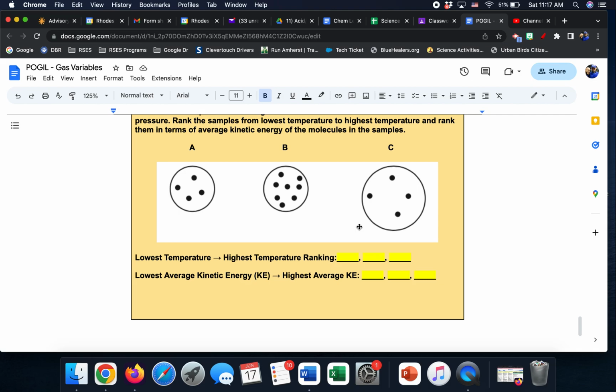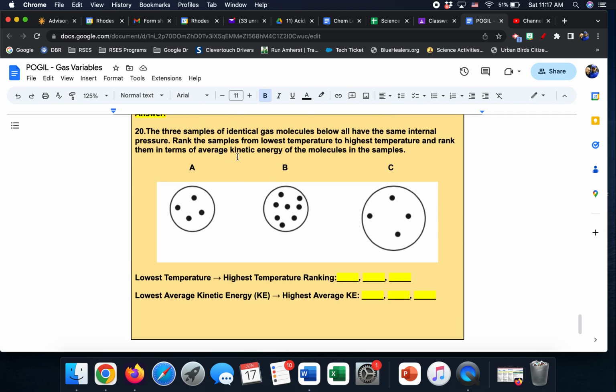Finally, number 20 here says, here's 3 samples of identical gas molecules. They all have the same internal pressure. Rank the samples from lowest temperature to highest temperature here. So you're going to put like ABC, CBA, whatever. And then also from lowest average kinetic energy to highest. Once you do that, you are good.